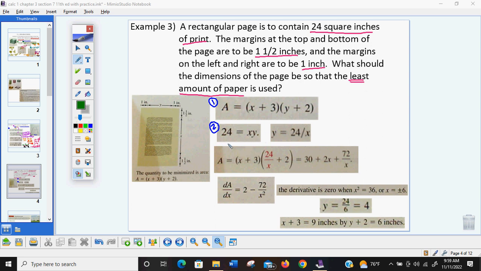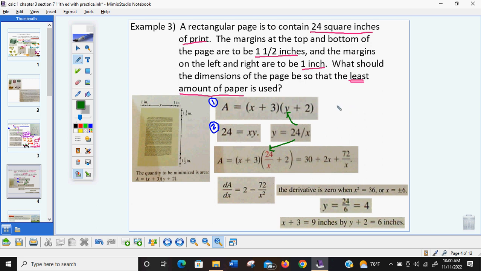If you divide by X, you get Y equals 24 over X. So this is our secondary equation solved for Y. What we're going to do is take 24 over X and plug it in right here for Y, which is what they've done right here in red. We're going to FOIL that. So let's come over here and FOIL that.